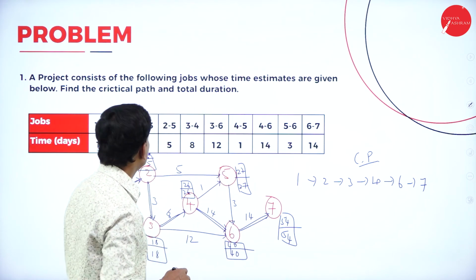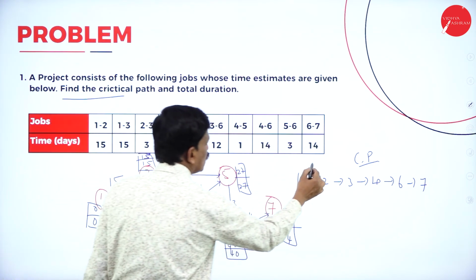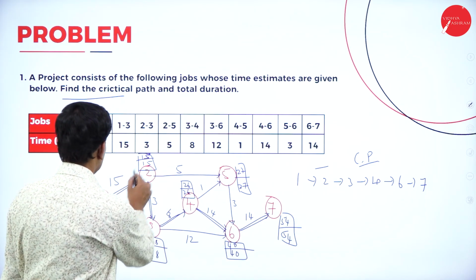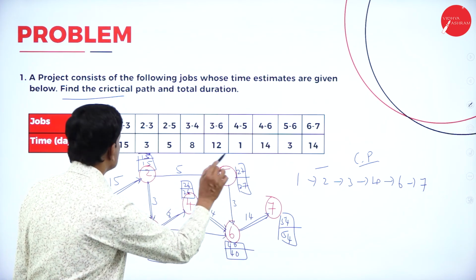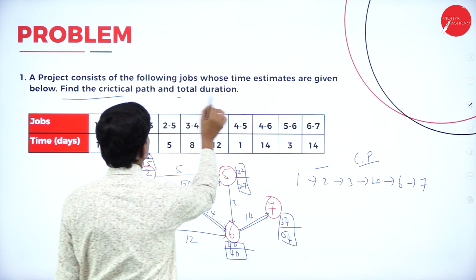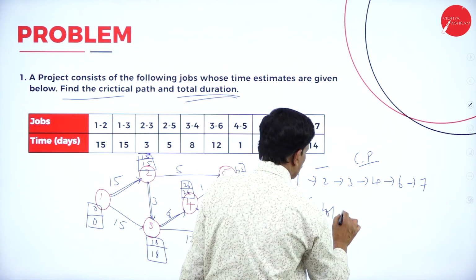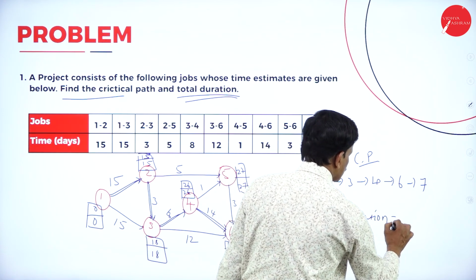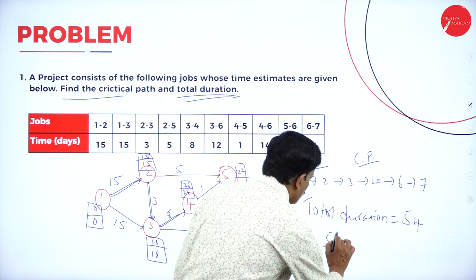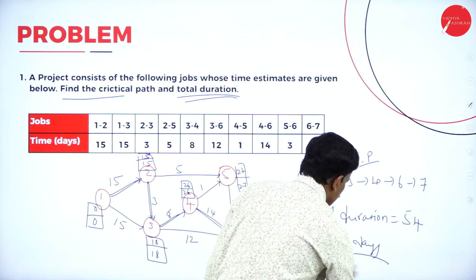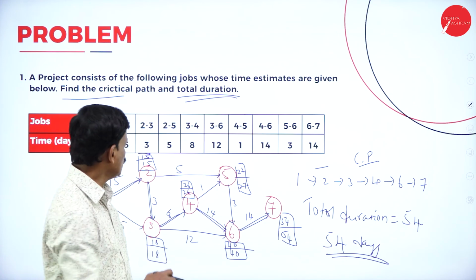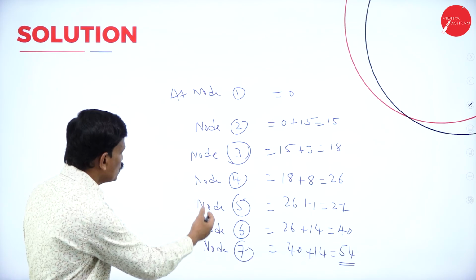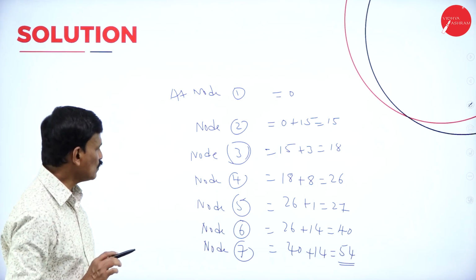So the critical path is 1 to 2, 2 to 3, 3 to 4, 4 to 6 and 6 to 7, and therefore the total duration is equal to 54. That is, 54 days are required to complete the project. This is how we solve using the critical path method.